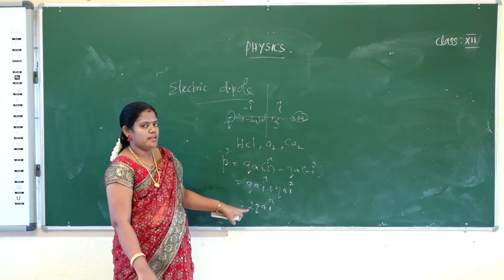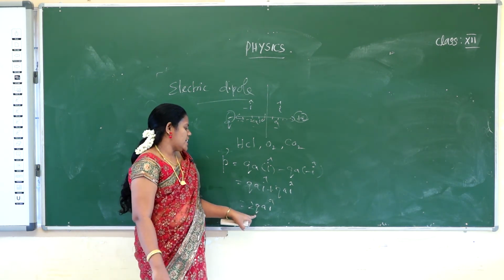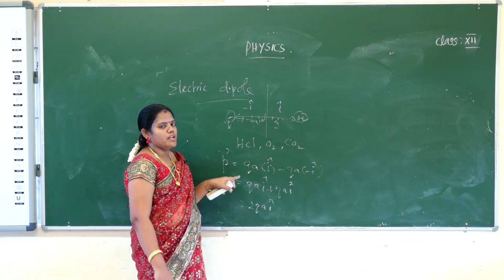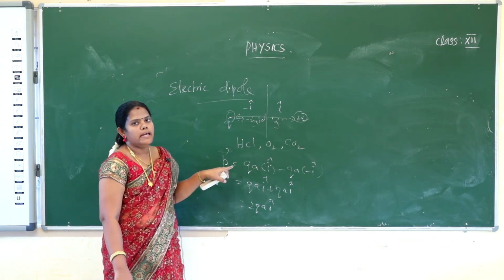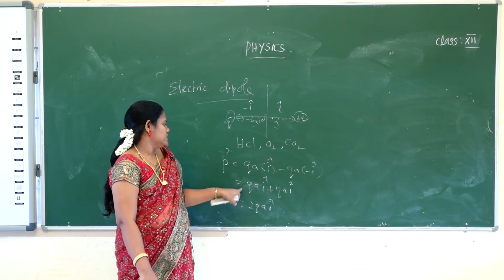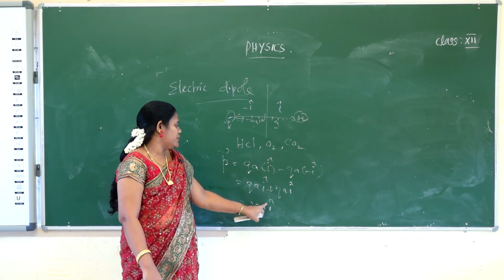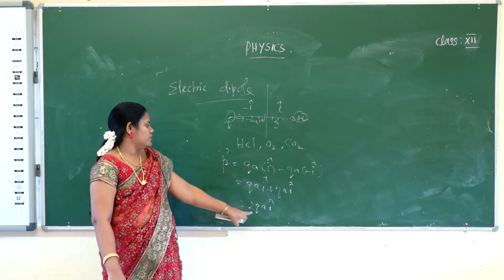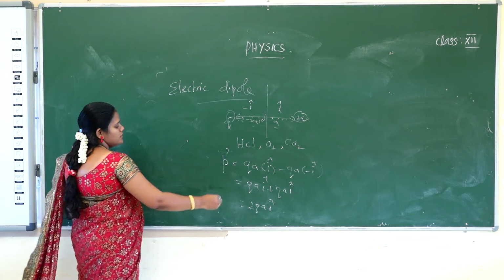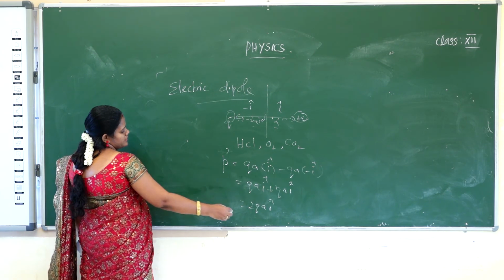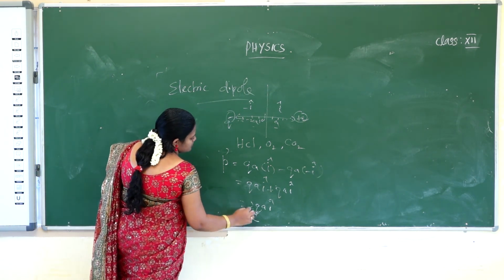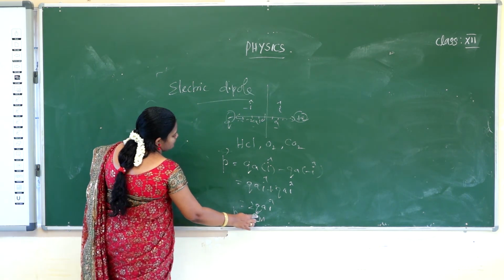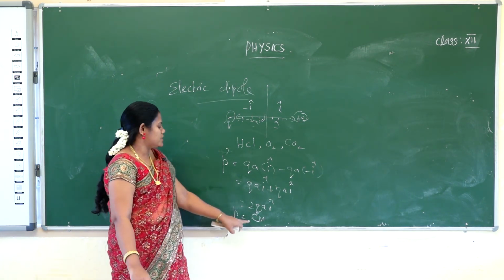Dipole moment is nothing but the product of one of the charges and the distance between the two charges. How will you define the dipole moment? Dipole moment is defined as one of the charges times the distance between the two charges, that is 2a. What is the unit of dipole moment? Charge is coulomb, distance is meter. So the unit of dipole moment is coulomb meter.